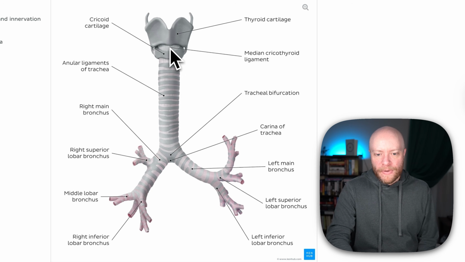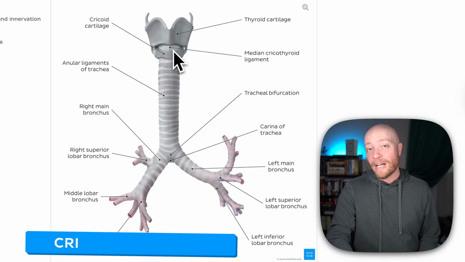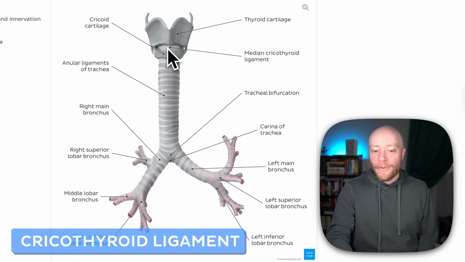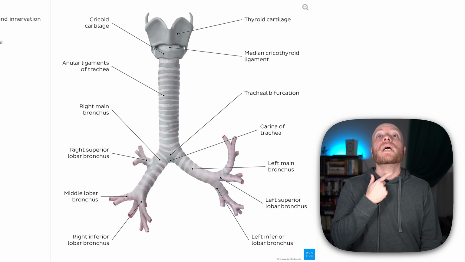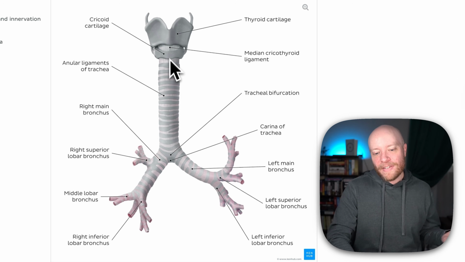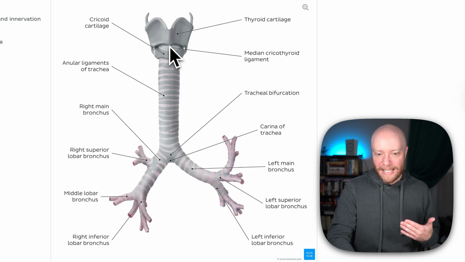And then you can see up here, there's another ligament. This is called the cricothyroid ligament. And the cricothyroid ligament is another option for a potential tracheotomy, although it's not as good as if you were to cut open right here, but that is another avenue.